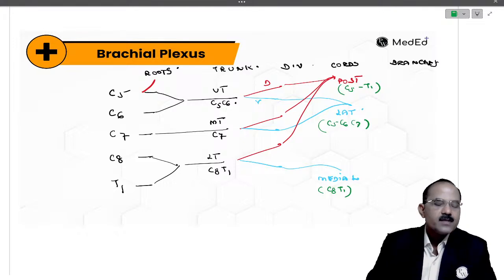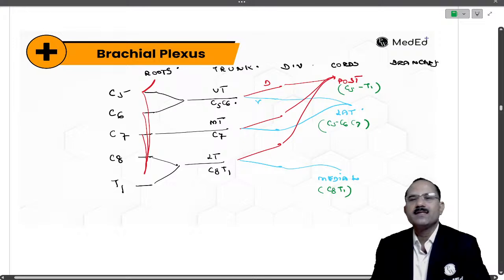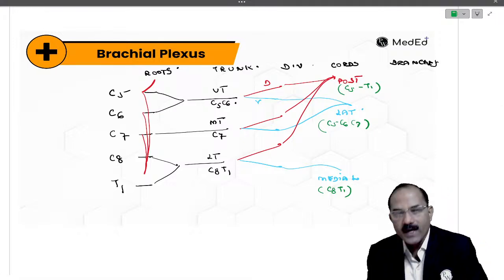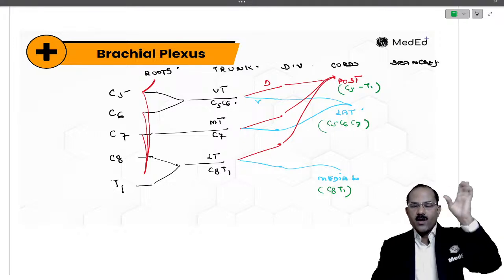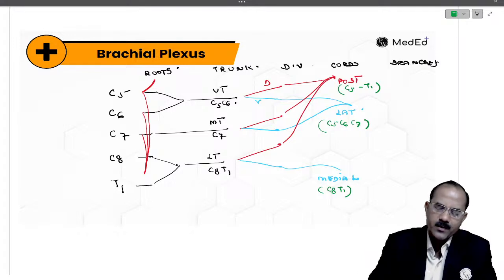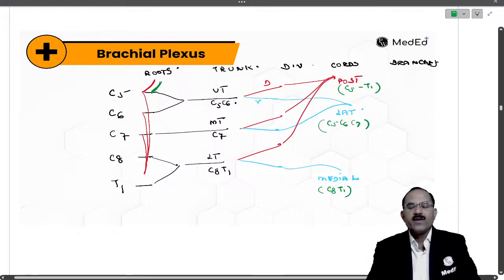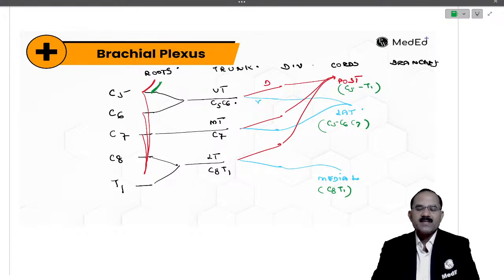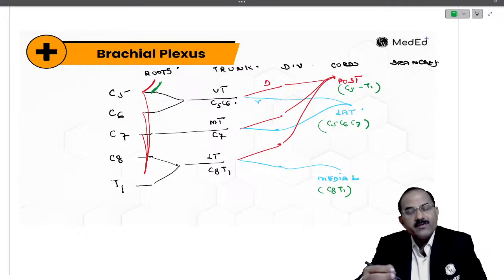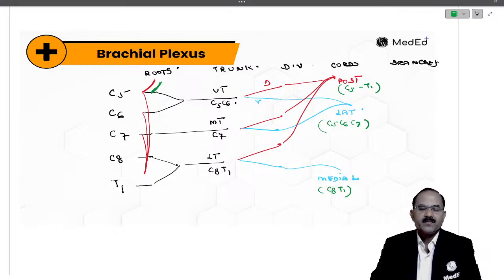Perfect. There's another nerve which arises from C5, C6 and C7. That's the nerve to serratus anterior or the long thoracic nerve. Now, occasionally there's one more nerve which arises from C5 root. Any guesses? The dorsal scapular nerve is there already from C5, but there's one more nerve which arises from C5 root of the brachial plexus. What is this? Any guesses?